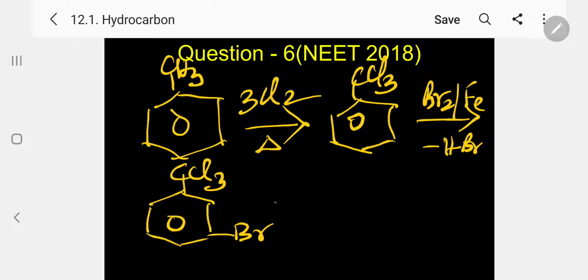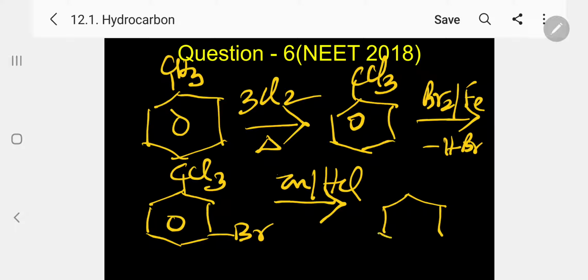The next step is reduction, that is zinc and HCl reduction. Kindly follow. Reduction cannot take place on the aromatic side, only on the aliphatic side. So it will undergo reduction, and we again get toluene with bromine at the meta position. This is the product formed. Kindly follow. Meta-bromotoluene is the correct answer.